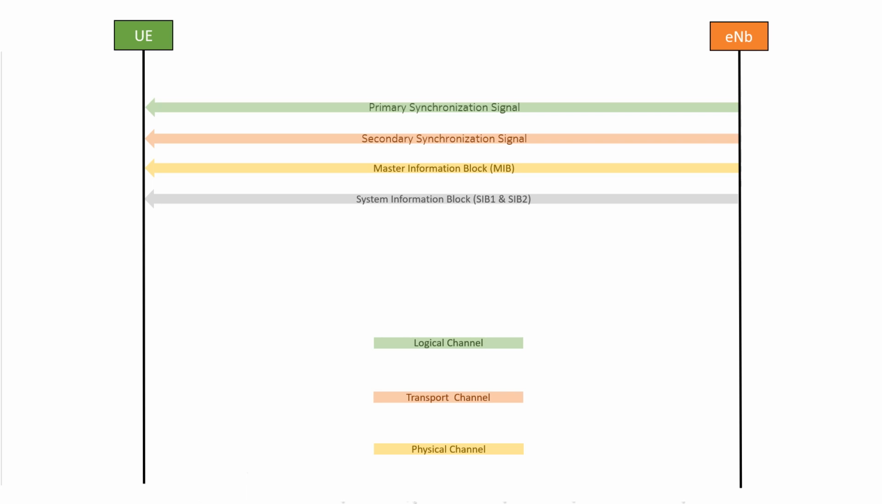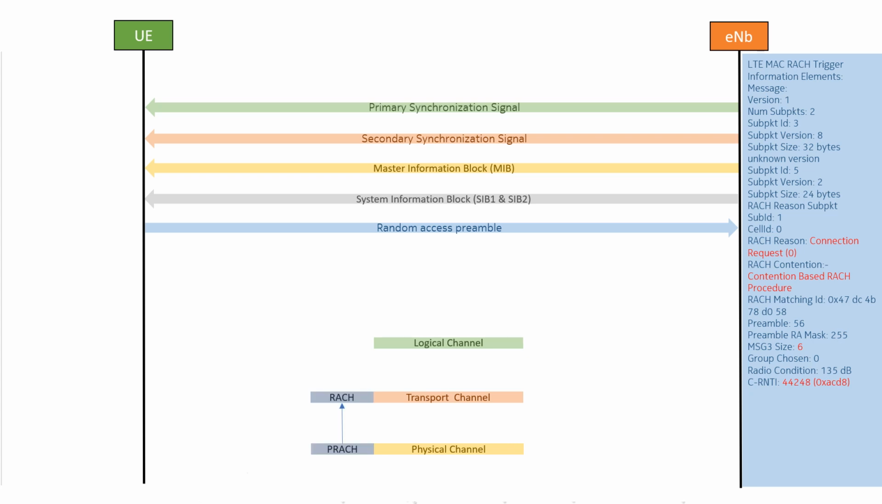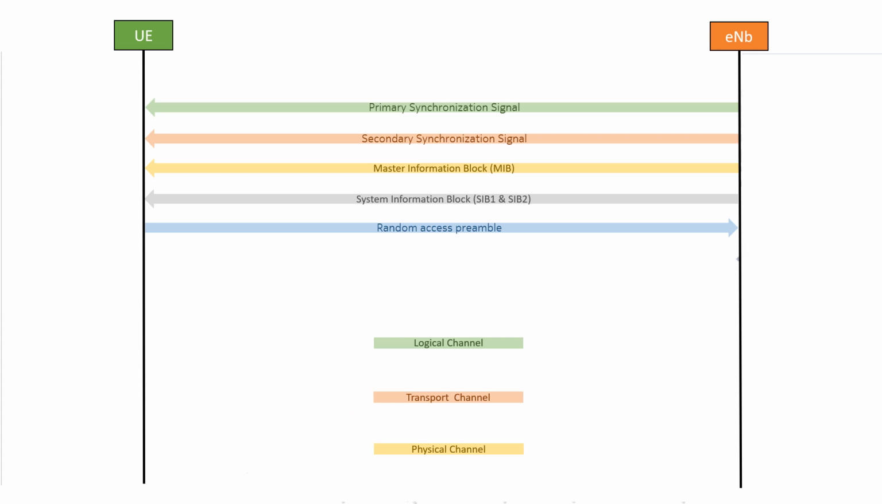In contention-free random access, the eNode B allocates a dedicated random access preamble beforehand, thus ensuring different UEs use different preambles. The random access procedure consists of 4 steps. Step 1, Random Access Preamble Transmission. The UE transmits a random access preamble using the physical random access channel.